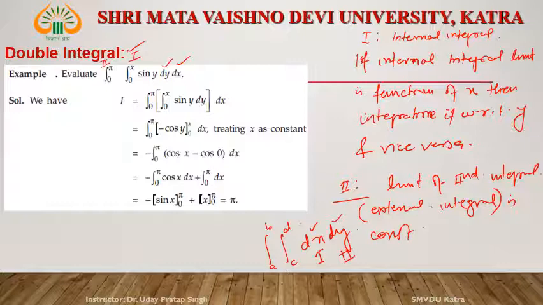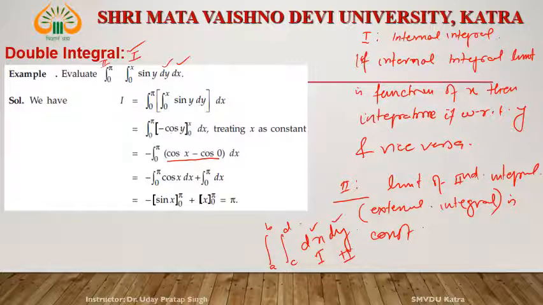The limit of the internal integral is 0 to x, that is a function of x. So we have to evaluate this with respect to y. Then what is sin y dy? Integral of sin y is minus cos y. Put the limit 0 to x: minus cos x minus cos 0. Minus cos x, and this minus is also here, this becomes plus. So cos x minus cos 0, and take minus outside, and then evaluate this. What is cos 0? Cos 0 is 1.